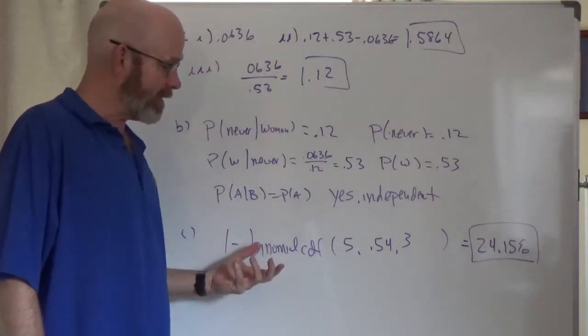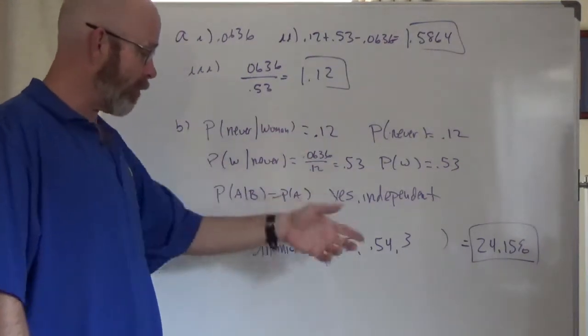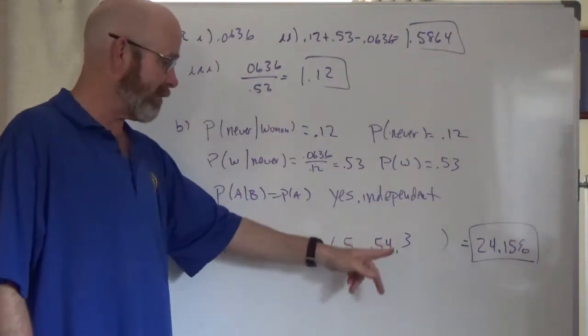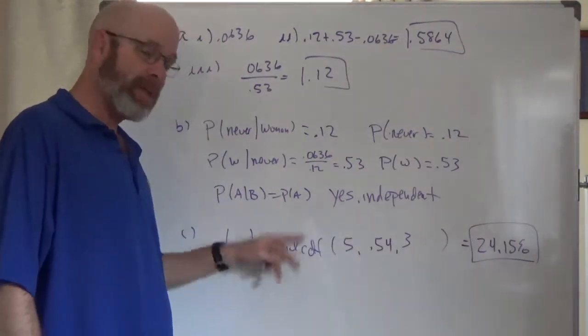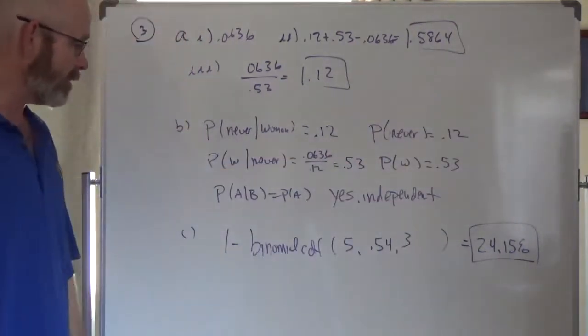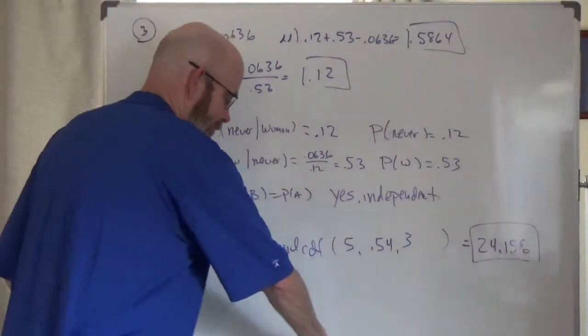So remember, the binomial CDF adds up from 0 to whatever. So we want at least 4, so I added up to 3. This is the number of trials, which is 5. The probability of success is 54%. We're going to add up to 3, so this is going to add up 0, 1, 2, and 3. But I want 4 and 5. So subtract it from 1 to get 24.15%.